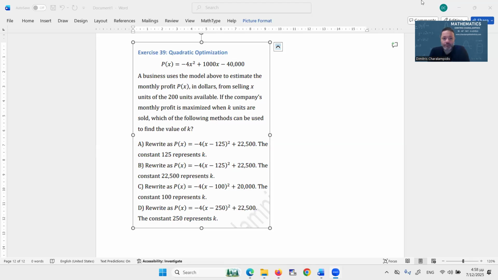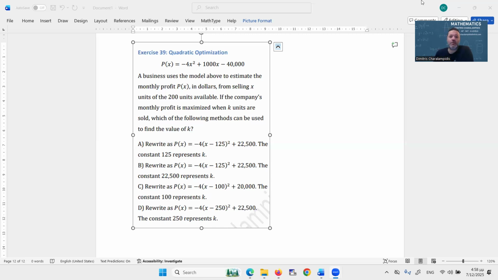Exercise 39. P of x is minus 4x squared plus 1000x minus 40,000. A business uses this model to estimate the monthly profit P(x) from selling x units of the 200 units available. If the company's monthly profit is maximized when k units are sold, which of the following methods can be used to find the value of k?